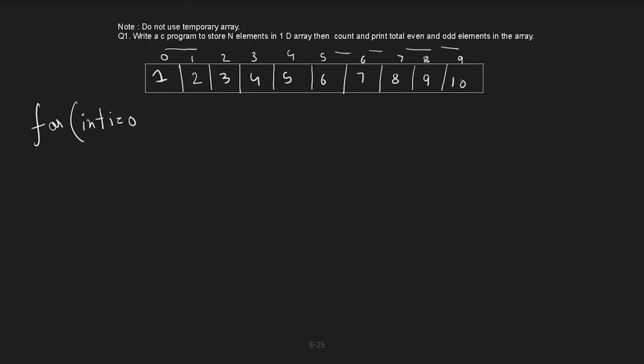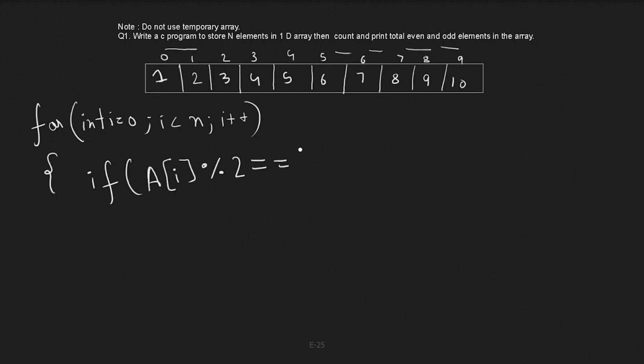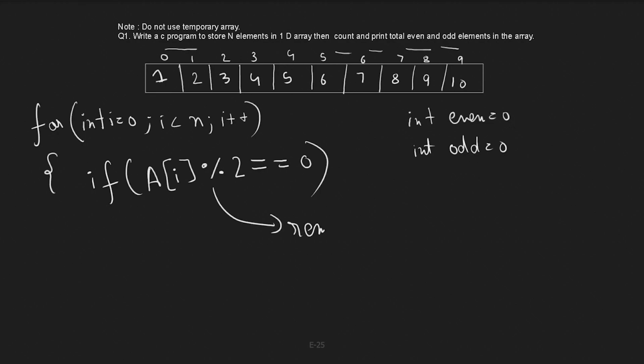Now that we have our array filled with values, we can start counting the number of even and odd elements in the array. To check if an element is even, we'll use the modulus operator. We'll declare two variables called even and odd to keep track of the number of even and odd elements respectively. The modulus operator gives us the remainder of a division operation. If the element is divisible by 2, then it's an even number, so we will increment even. If the remainder is not 0, then the number is odd, so we'll increment odd.